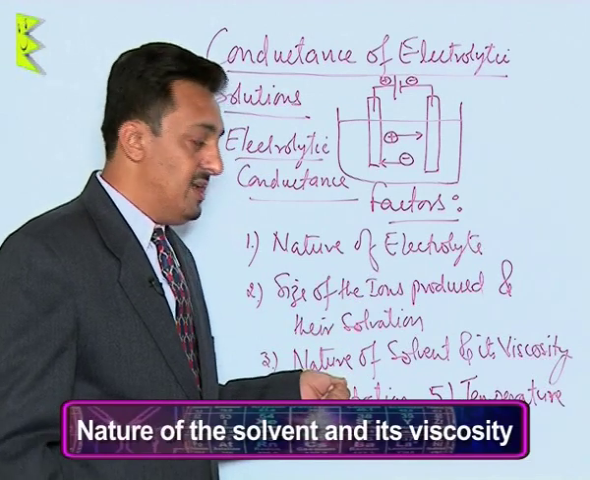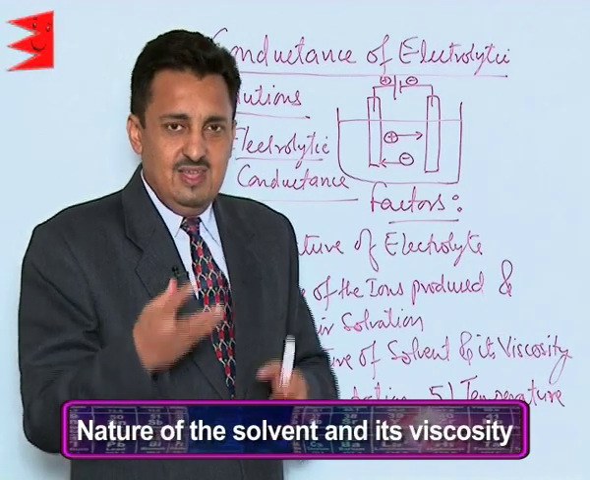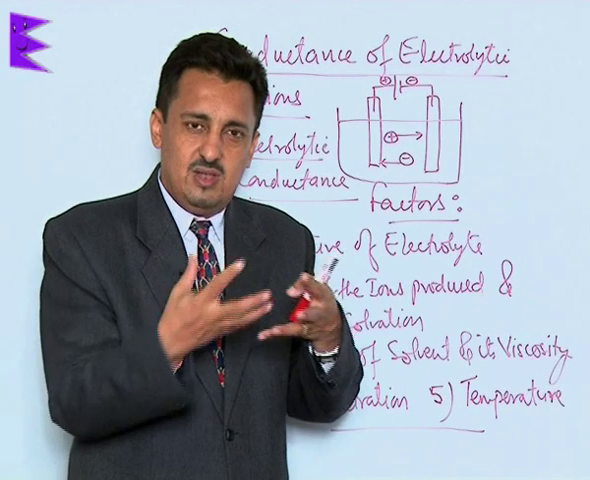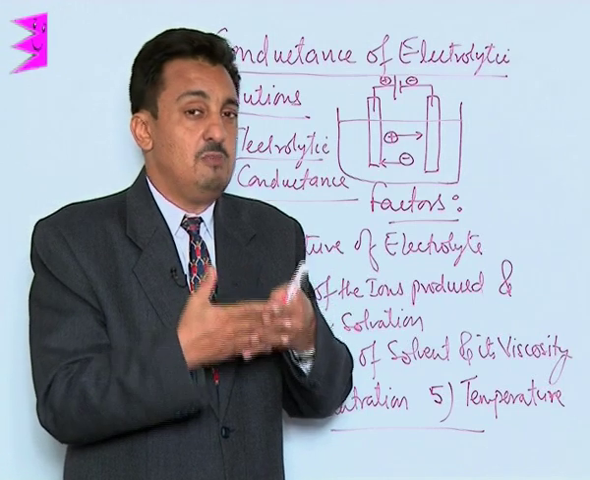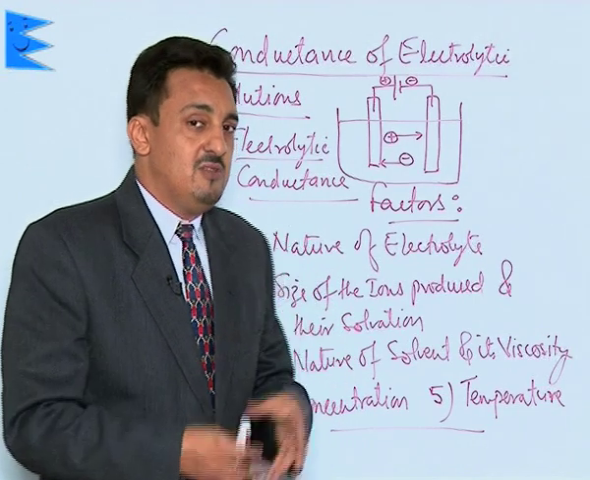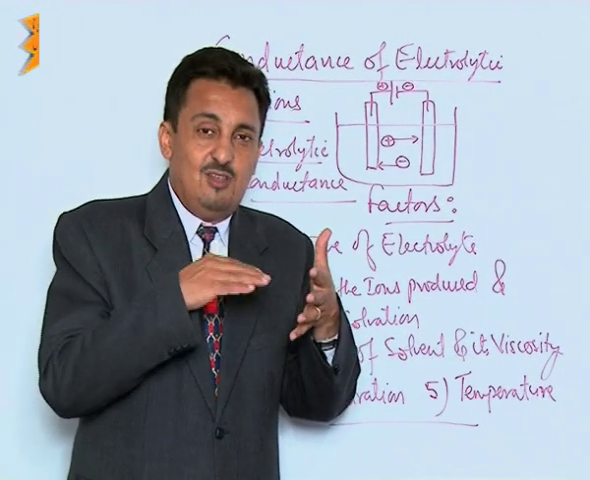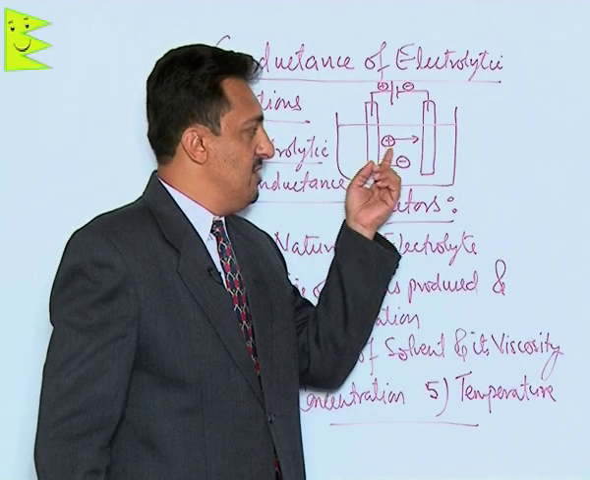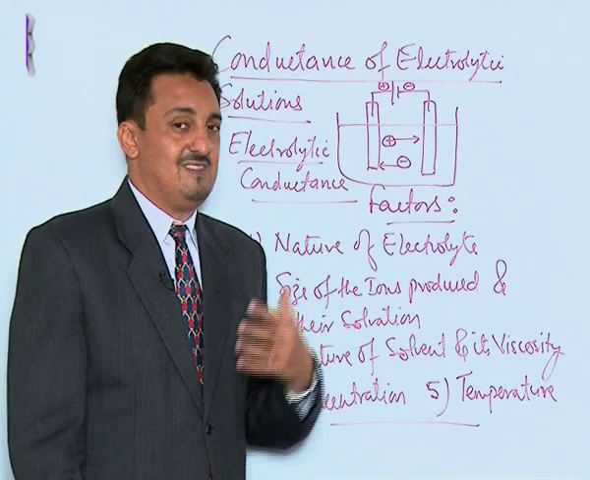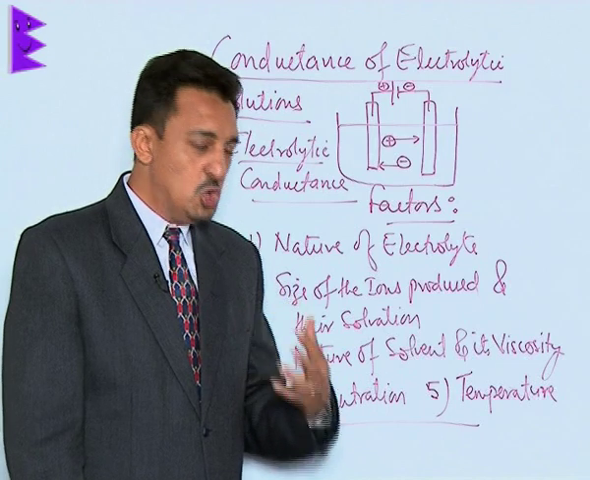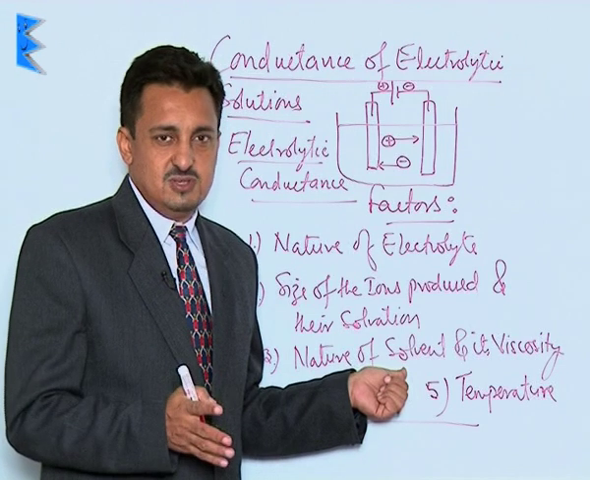Next is the nature of the solvent and its viscosity. The solvent should not interact with the solute other than through ion-dipole interaction, by which it solvates the ion. And most importantly, the solvent-solvent interaction should not be very strong. If it is very strong, the viscosity of the solvent will be very high. Once the viscosity is high, the ions will face a lot of resistance when moving towards their respective electrodes. So the higher the viscosity of the solvent, the higher the resistance faced by the ions. The solvent should have the least viscosity.